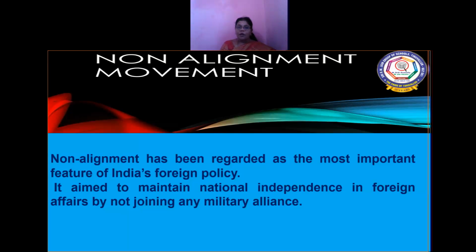The non-aligned movement NAM was formed with a membership of 120 countries, 17 states as observers and 10 international organizations. Non-aligned countries have been successful in establishing a foundation of economic cooperation among underdeveloped countries. Another noteworthy fact is that it has transformed from a political movement to an economic movement.